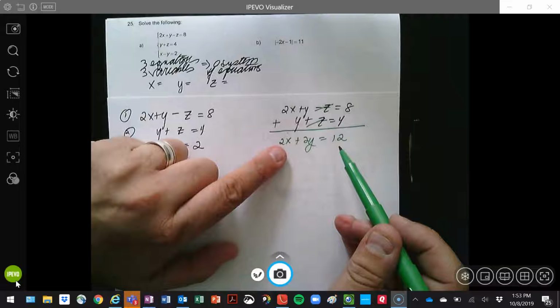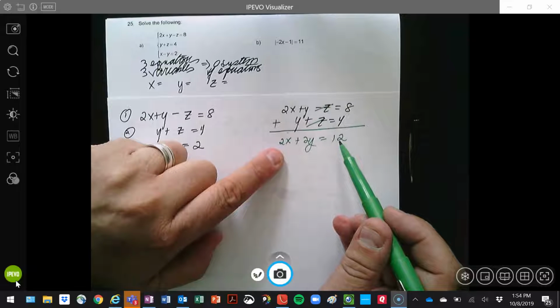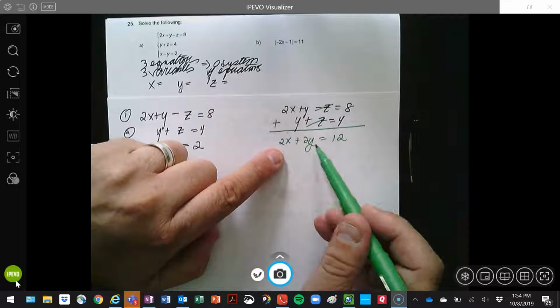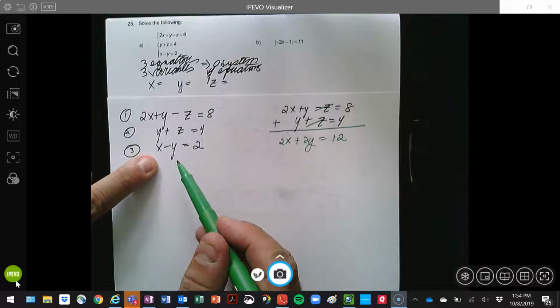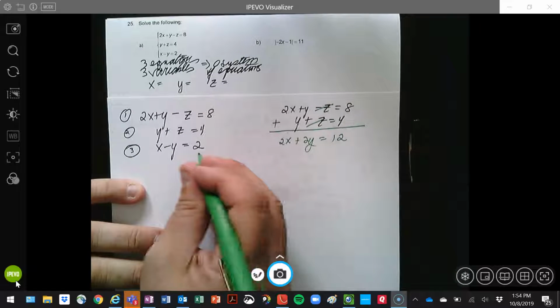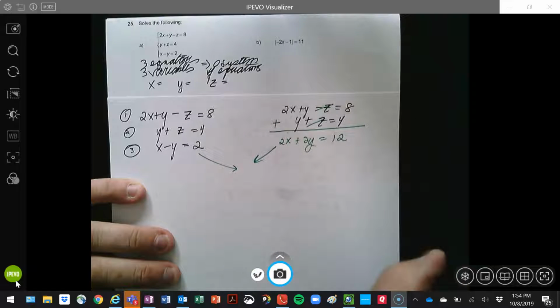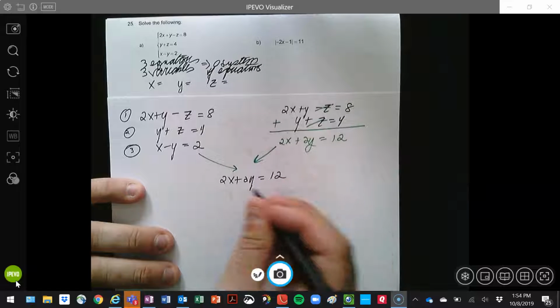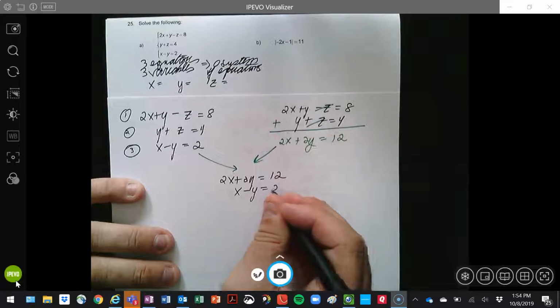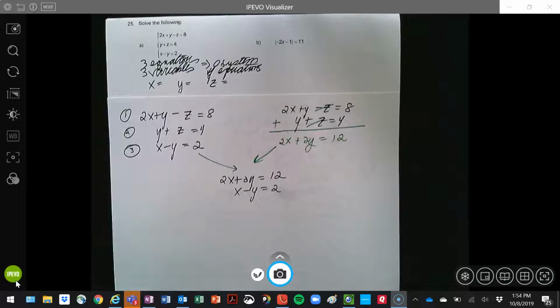What I've just done is create a new equation, 2x plus 2y equals 12, that has 2 variables in it, x and y. But I also see over here that I have another one of my equations that has those same 2 variables. So we're going to bring those 2 together. And I know that 2x plus 2y equals 12. I know that x minus y is equal to 2. And now I want to work with these 2 equations to see if I can eliminate one of the variables.